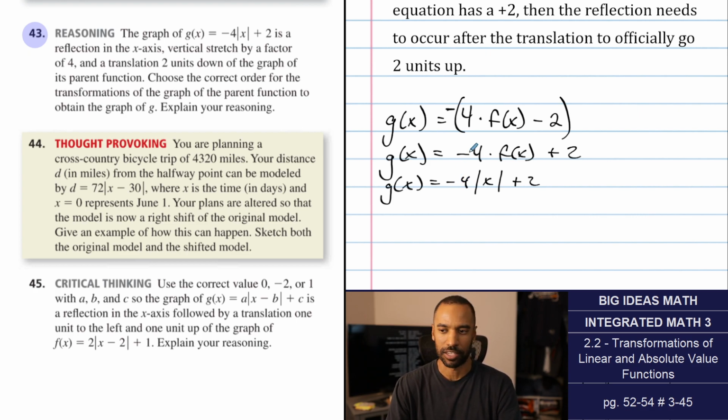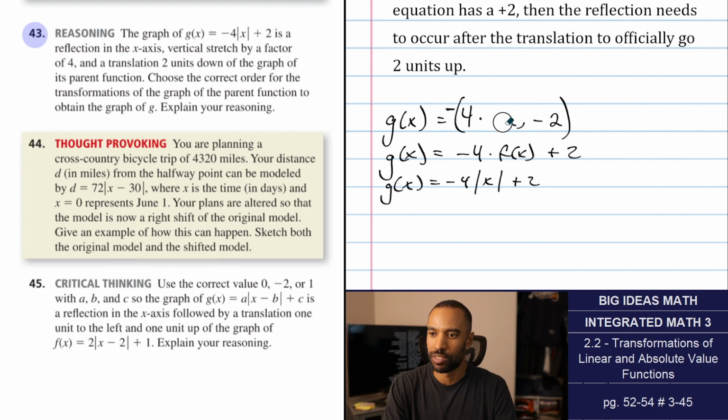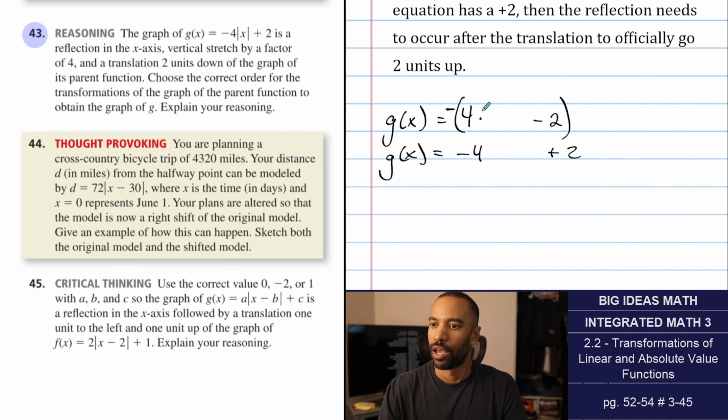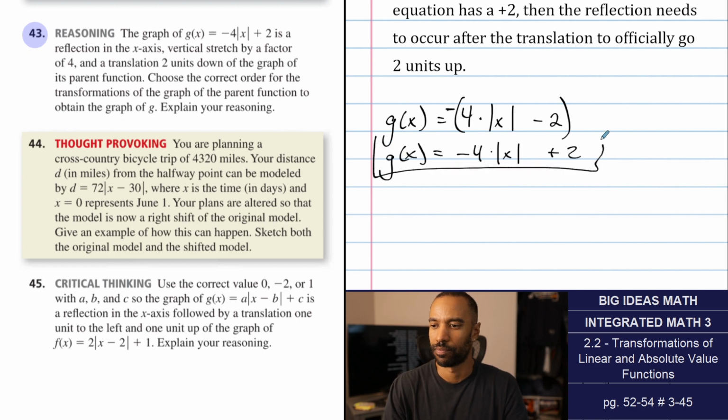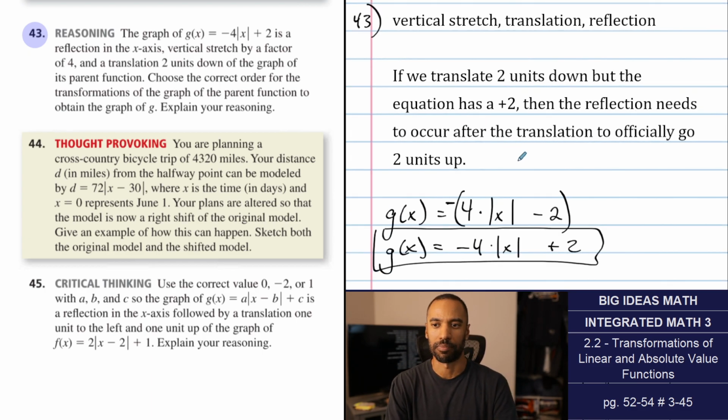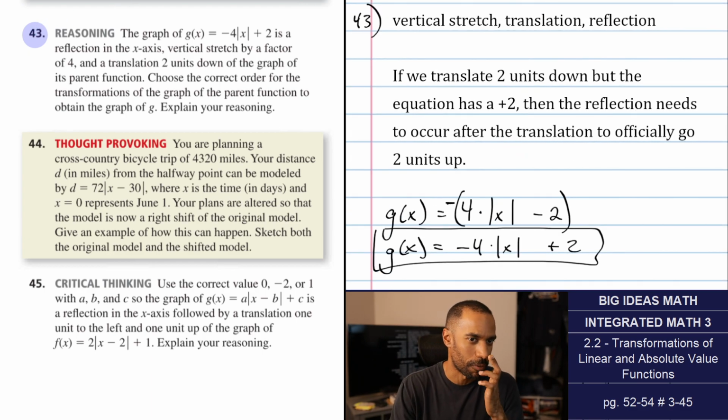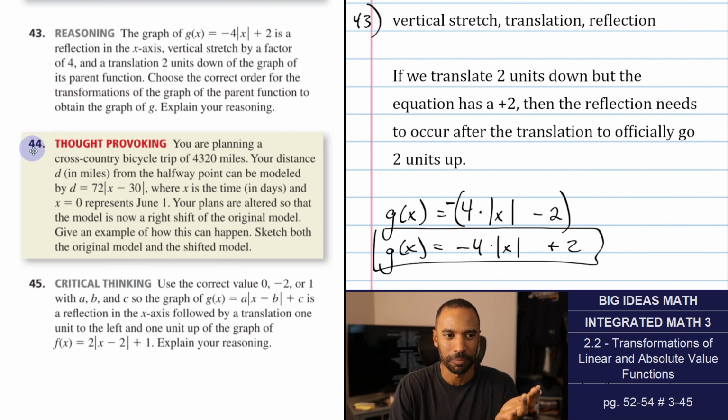Actually, they never said f of x. I probably should have just said that the whole time. So let me just make it that. And sorry, kind of winding down here. Absolute value of x, absolute value of x. Okay, so that's where the +2 comes from. Awesome. Now I got it. I was really confused for a moment. I'm like, they're not just going to tell me the same thing, right?